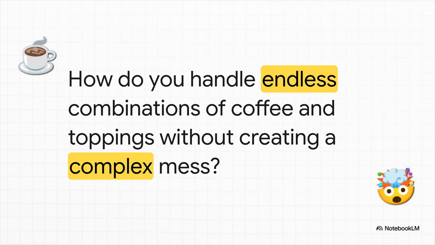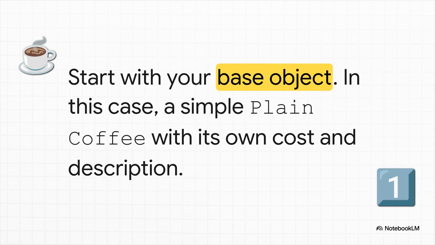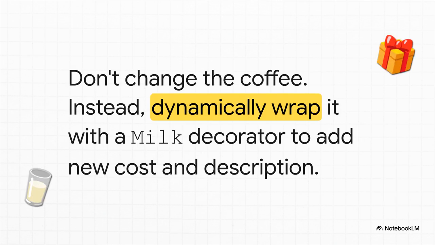So, what do you do? The answer is a really elegant structural pattern called the decorator. Here's how it works. First, you start with your simple, plain, base object. In our case, it's just a plain coffee. It's got a price, it's got a name, that's it. Nice and simple. Now, when a customer asks for milk, you don't go back and mess with the original coffee object. Nope. Instead, you wrap it.